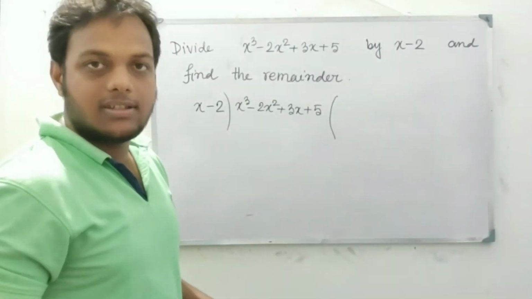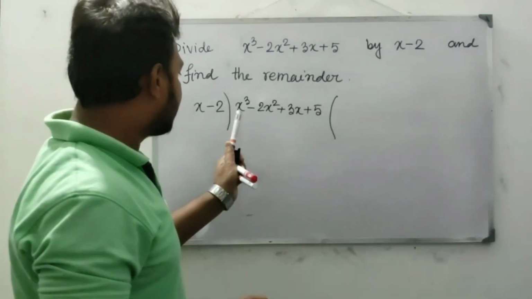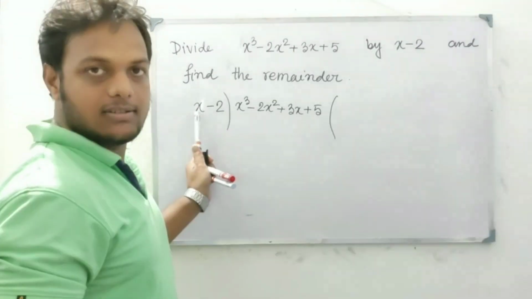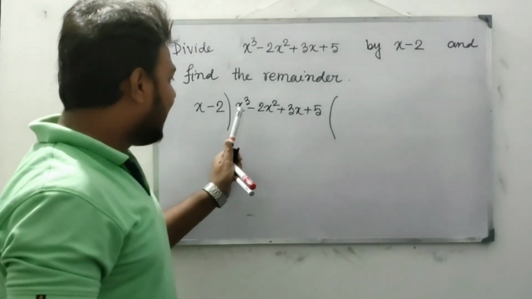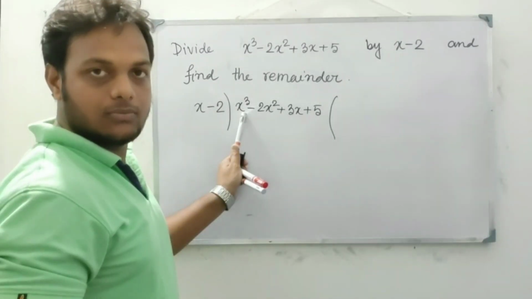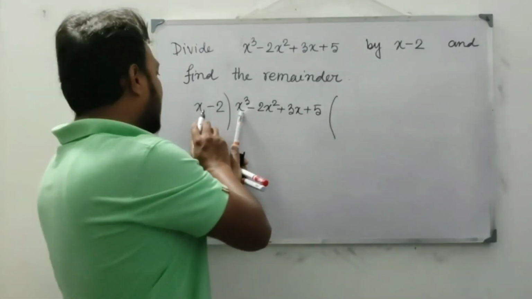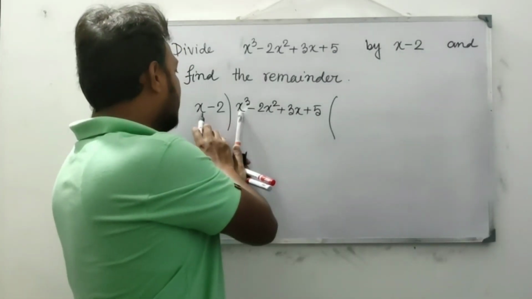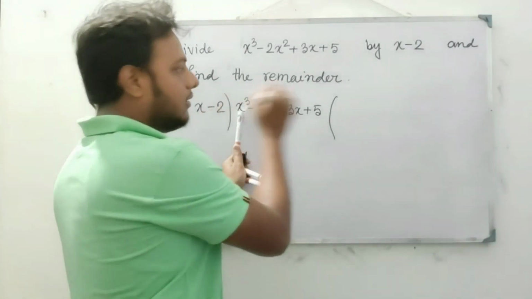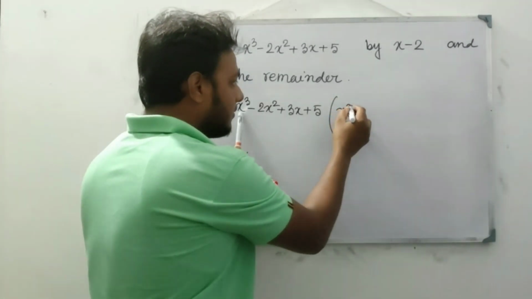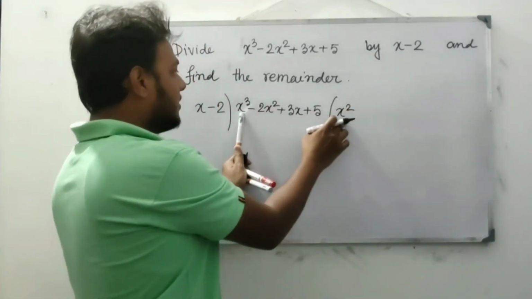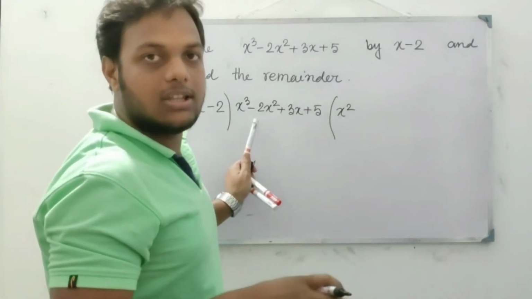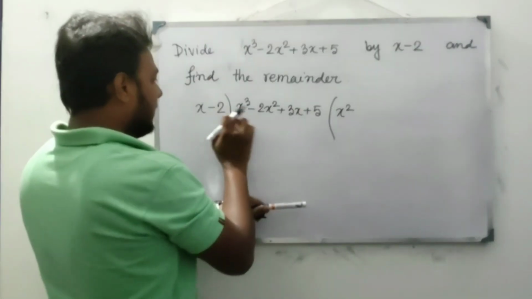The process was just that you have to match the first term. Here the first term is x cube and here the first term is x. To get x cube, what do you have to multiply with x? Obviously x square. If you multiply x by x square, then you will get x cube. Your focus should be only on the first term. Now multiply and put here.